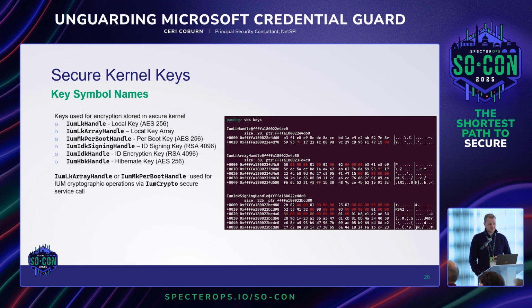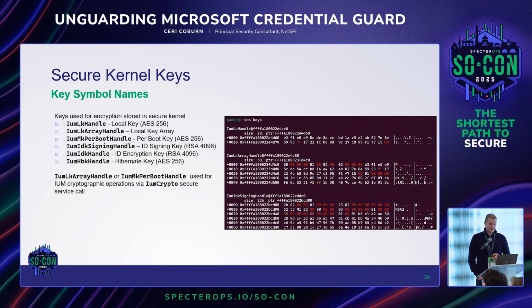So inside secure kernel, there are six keys, and they all have various purposes. Now, the ones that are involved for Credential Guard are the local keys, or the LK keys you can see there, and it's actually the LK array handle symbol that it uses for most of it. Now, the MK per boot handle is for trustlets that want to encrypt data that is just for that boot, so that it's not persistent across a reboot. The local keys are the same keys, so you get the same key every reboot. So they are for secrets that you want to make persistent.